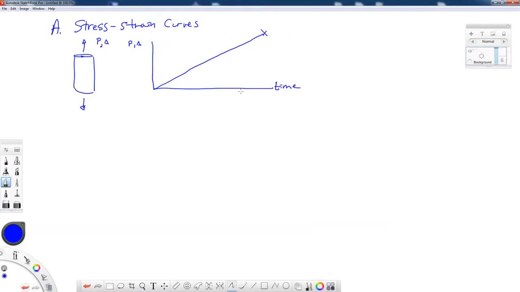Now we do get some different looking stress strain curves depending on if we are in load control or displacement control, and we'll talk about that as we make our sketch. But in many common ways to do a tension test, we use displacement control, especially if we're using electromechanical testing machines.